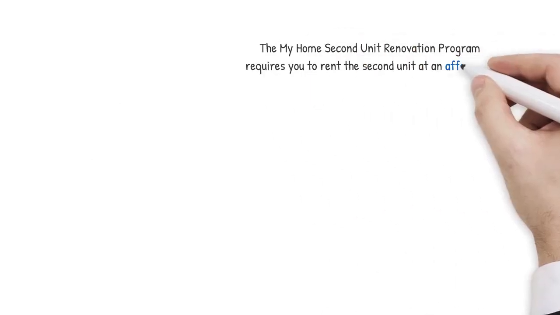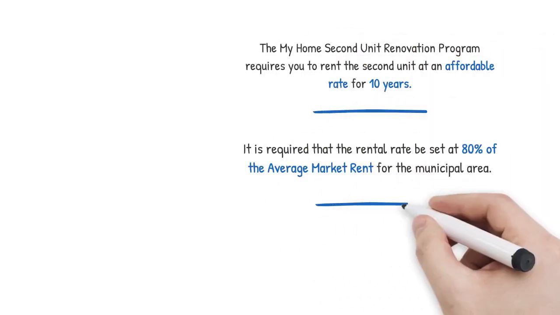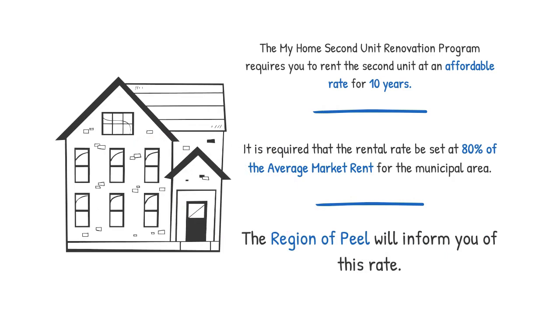It should be noted that a stipulation of the My Home Second Unit renovation program is that you are required to rent the unit at an affordable rate for 10 years, which aligns with the loan forgiveness period. It is required that the rental rate be set at 80% of the average market rent for the municipal area. The Region of Peel will inform you of this rate.